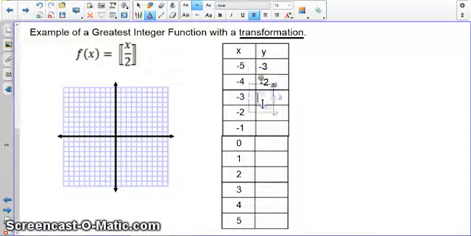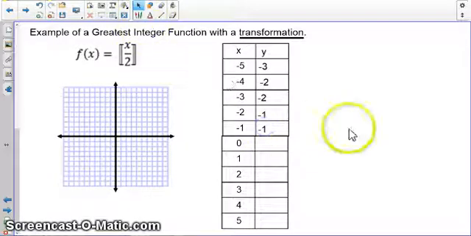Okay, -3. Divided by 2, you get -1.5. Round it down, you get -2 again. And -2, x over 2, you get -2 over 2 is -1. It rounds to, well, -1, it stays at -1. -1 divided by 2 is -1/2. You round that down, it goes back down to -1. Okay?